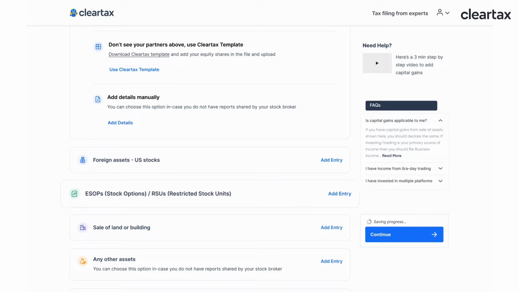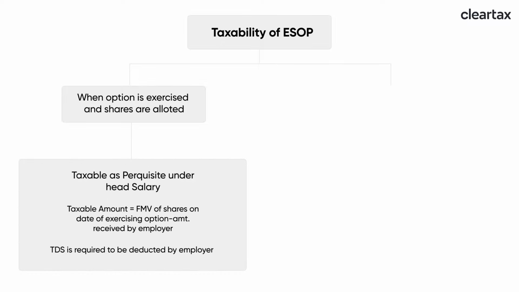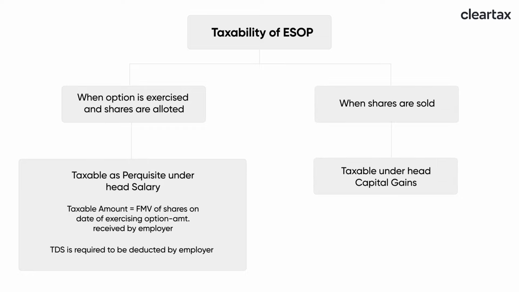Now comes ESOPs and RSUs. Let's quickly understand the taxability of ESOPs. In the year when you exercise ESOPs and receive shares, the benefit you receive by getting the shares at a lower price than the market price will be taxed as your salary, and TDS will be deducted by your employer. Now, in the year when you sell these shares, the gain or loss will be reported under capital gains section. This is where capital gains come into picture.